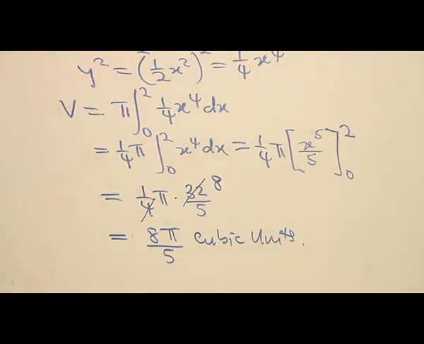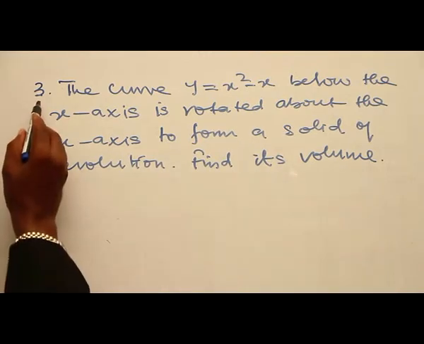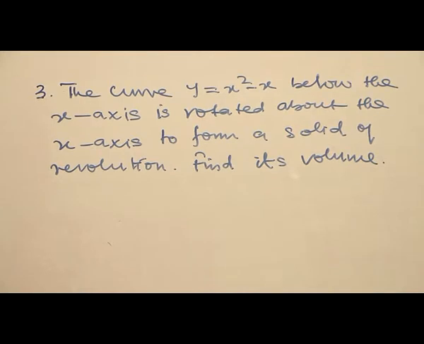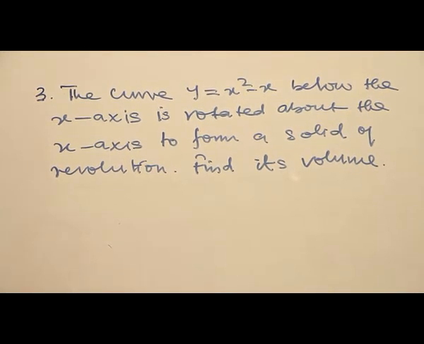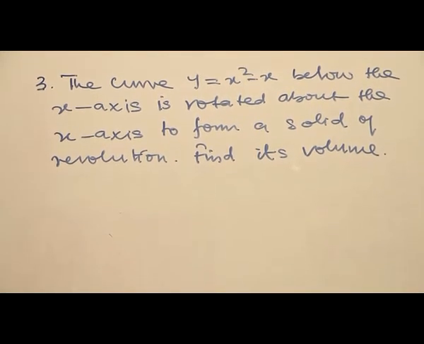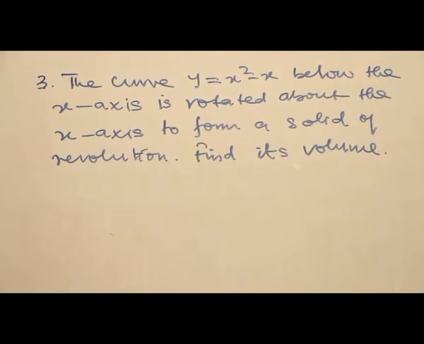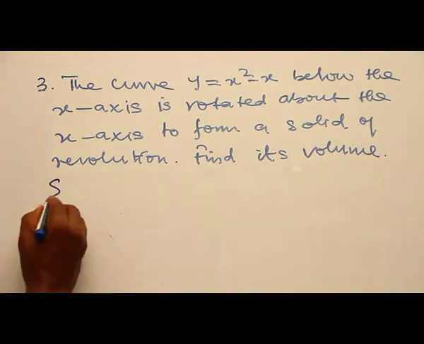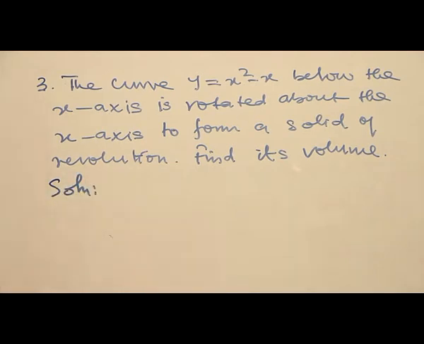That gives you the volume that is generated. Example number 3. The curve y equals s squared minus s below the s-axis is rotated about the s-axis to form a solid of revolution. Find its volume. Now, our solution, be careful here.